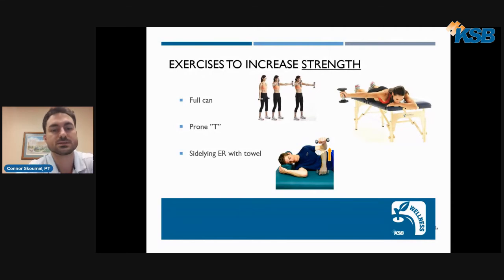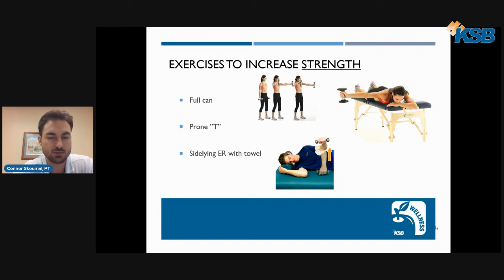So next, we're going to talk about some exercises to both increase stability, strength, and mobility. We'll talk about the strengthening exercises first. So first one is the full can. That's that image on the top left, right in the middle of the screen. When you do the full can, you're not going straight forward, but you're not going straight out to the side. You're right in between. You're at about a 45-degree angle, and you're just lifting up.